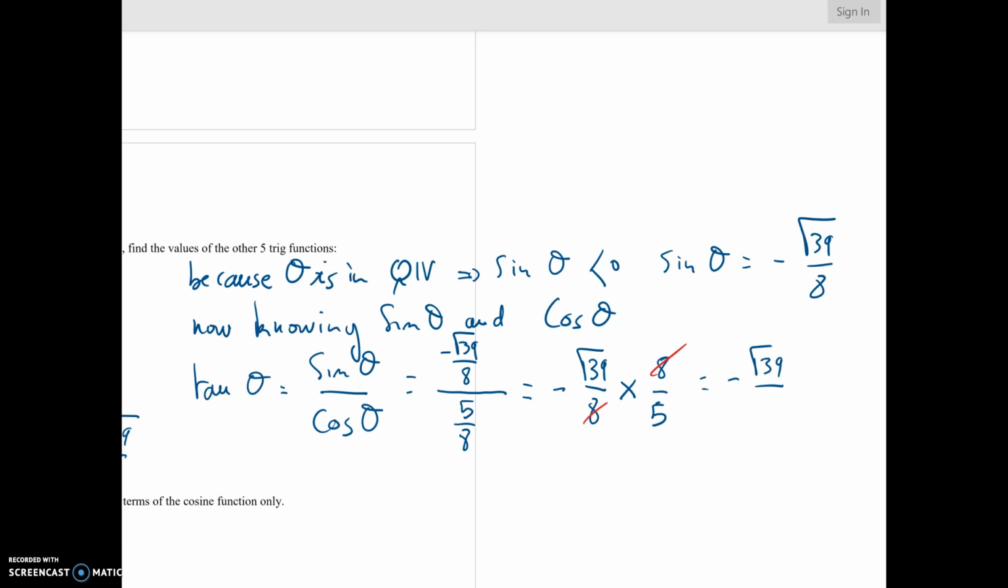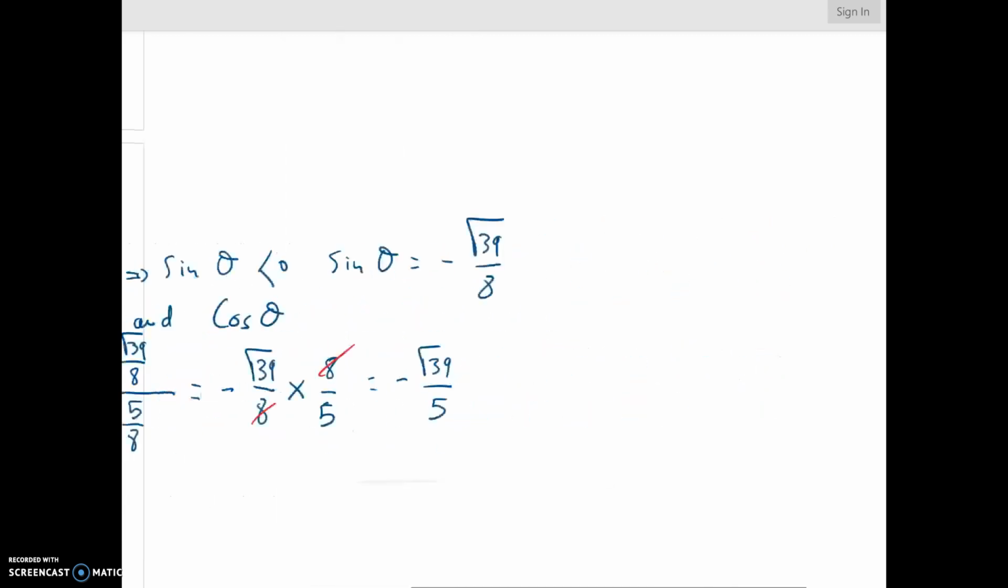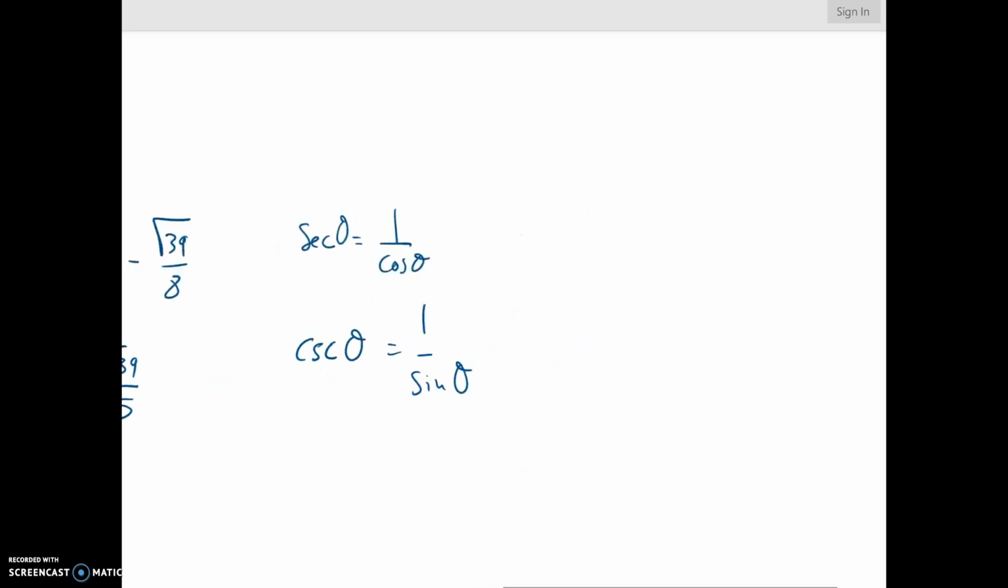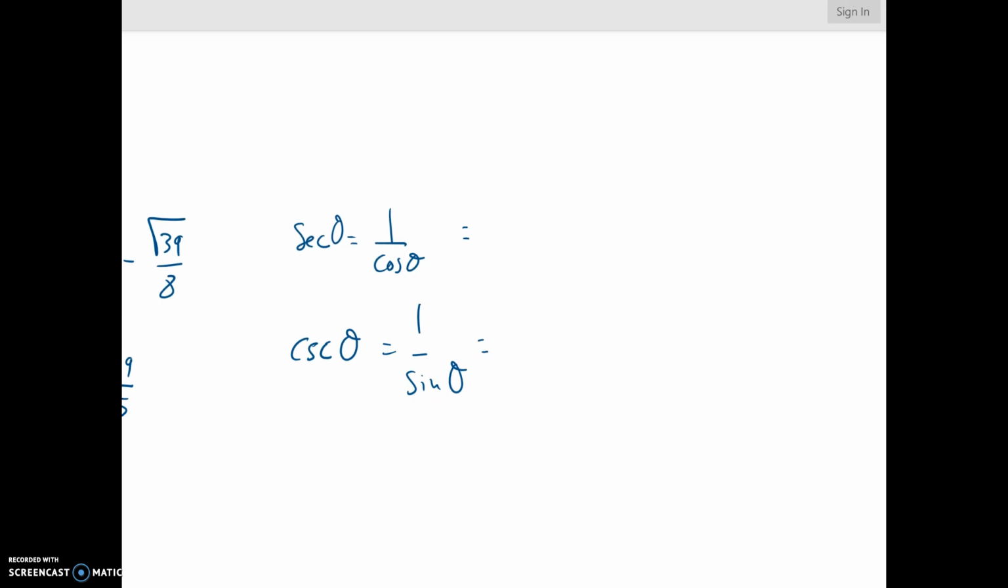Now, I'm going to let you work on the secant of theta, which is 1 over cosine theta. I'm going to let you work on the cosecant of the angle theta, which is 1 over the sine of your angle. And I'm going to let you work on the cotangent of the angle, which is 1 over the tangent.